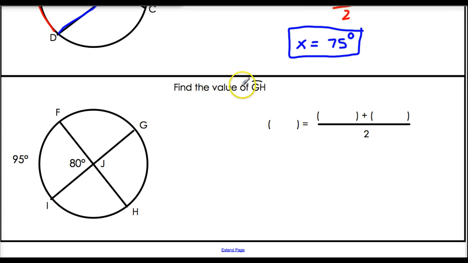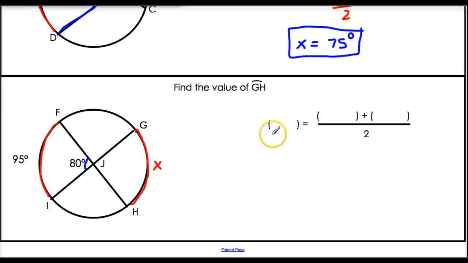I want to find the value of arc GH. And arc GH is right here. So let's put an X there because that's what I'm looking for. And if I'm finding arc GH, I can still just plug into the same formula because in this case, I still know an angle, which is 80, and I know one of the arcs, which is 95. I could just plug each one of these three things into my formula and solve for X, which is GH. Let's try it.